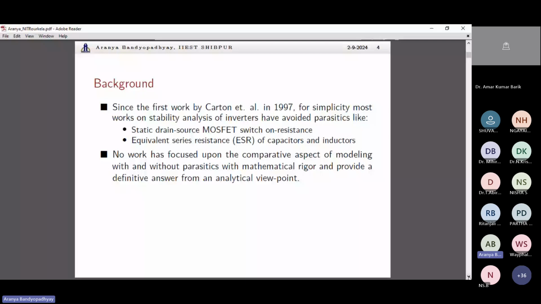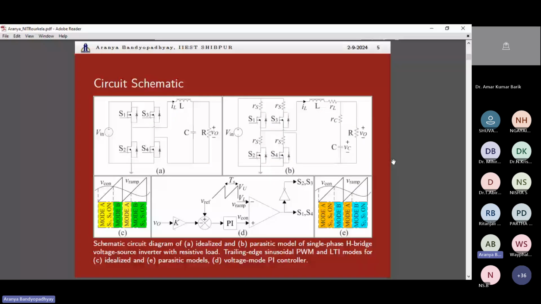So let us take a look at the schematic diagram of an idealized and parasitic modeling. On the left-hand side, you will see the idealized modeling without the switch turn-on resistance, DC series equivalent resistance of the inductor, or ESR of the capacitor. And in this case, as I was telling you, this is a trailing edge type of modulation scheme waveform. So when Vcon, the control voltage, which is the output of the proportional integral controller. Okay, so this is the overall controller schematic.